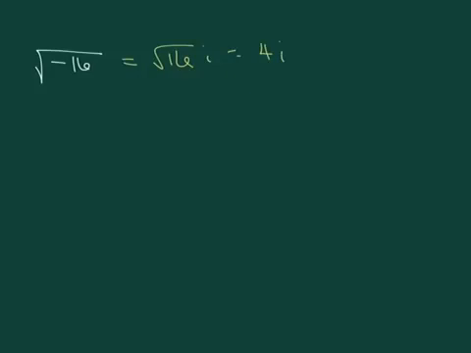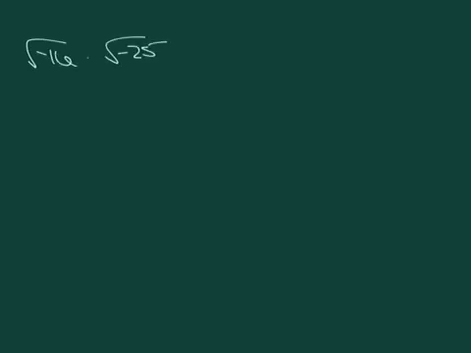All right, so if we are doing a multiplication here, and we have the square root of negative 16, and we're multiplying it by the square root of negative 25, again, I take the i out, or I take the negative out.